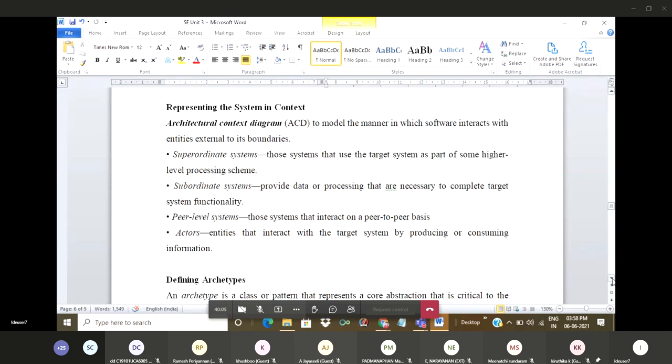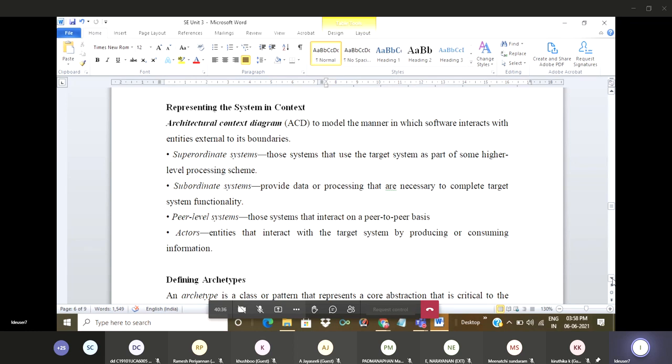So under the system context, we have the architectural context diagram, superordinate systems, subordinate systems, peer level systems, and actors. We are going to discuss them one after another. First, what is an architectural context diagram? This is used to model the manner in which software interacts with entities external to its boundaries.